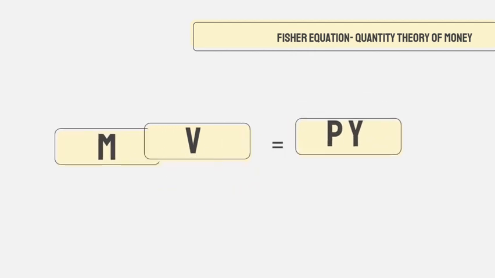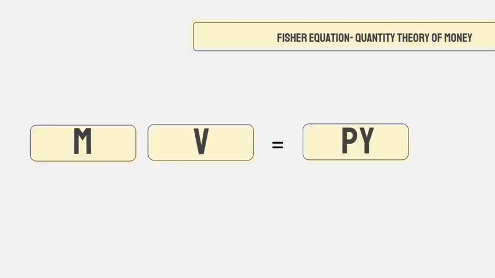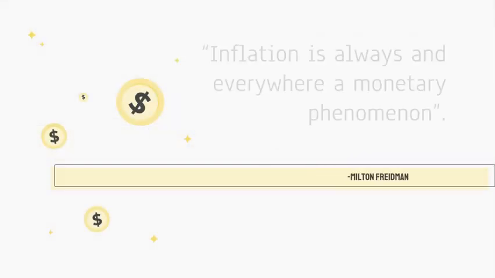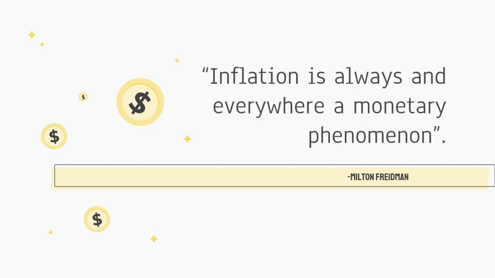A slight modification in the representation reveals that given the output level and velocity of an economy, an increase in money supply can only result in an increase in price. And voila, we have inflation. In fact, to quote another American economist, Milton Friedman, inflation is always and everywhere a monetary phenomenon.